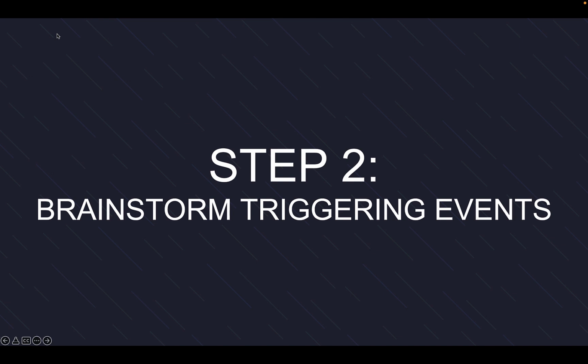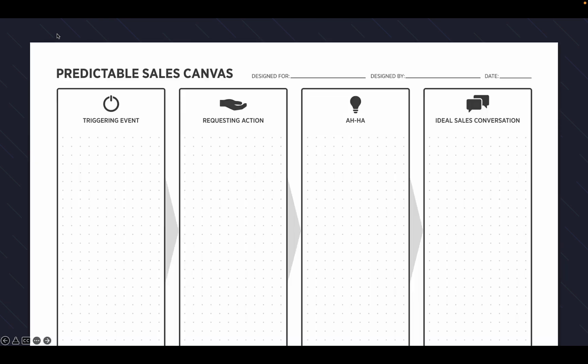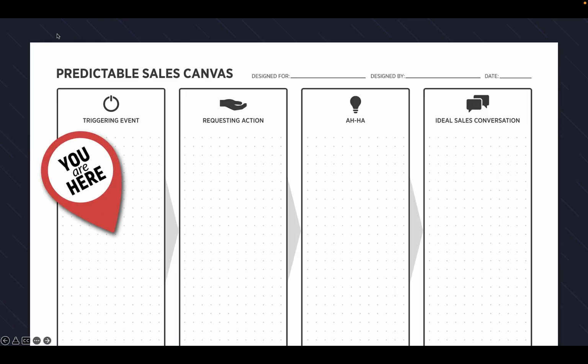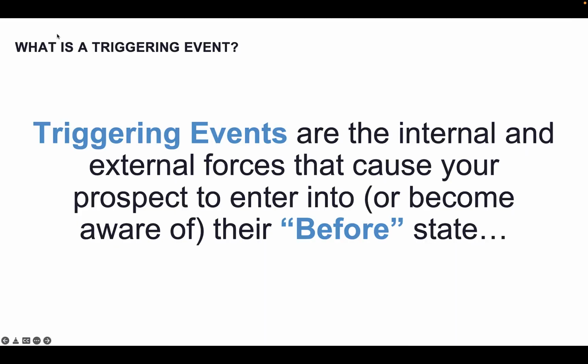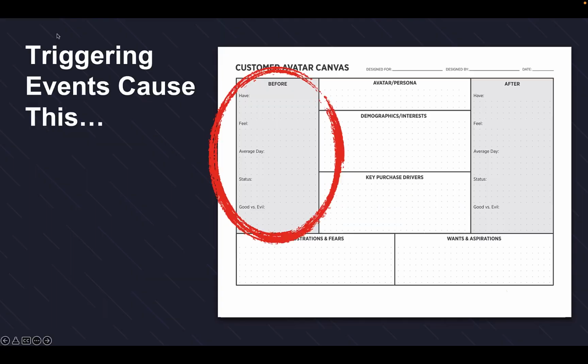Step 2 is brainstorm triggering events. Triggering events is the very first section of the Predictable Sales Canvas worksheet. And what is a triggering event? A triggering event is the internal and external forces that cause your prospect, your parent, to enter into or become aware of their before state. And you remember the before state on the avatar canvas, that column on the left.